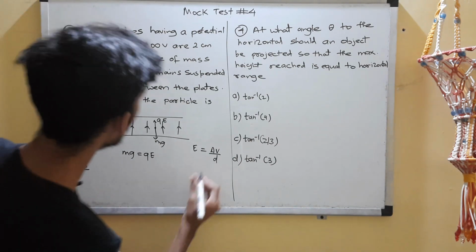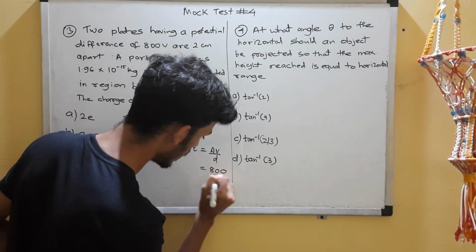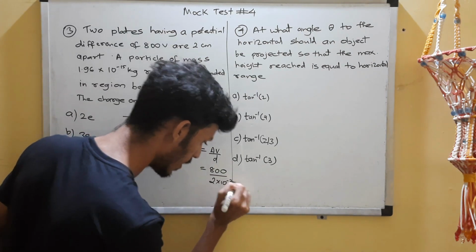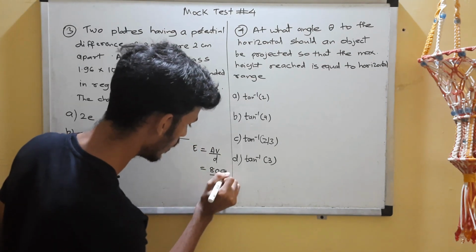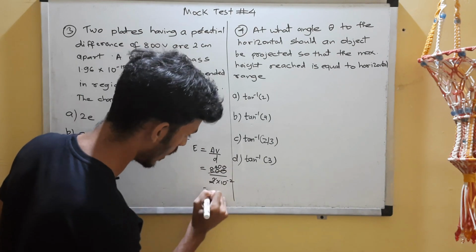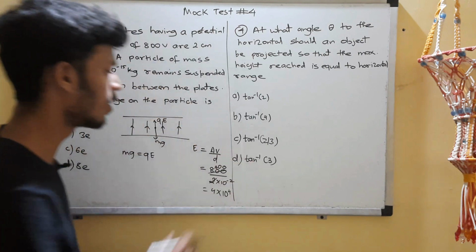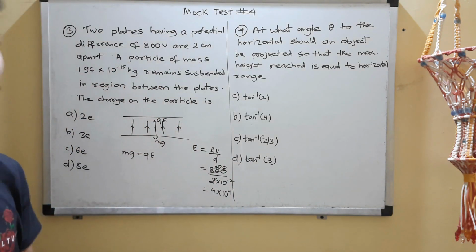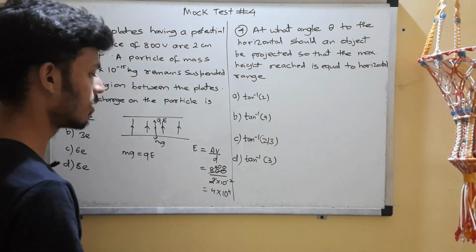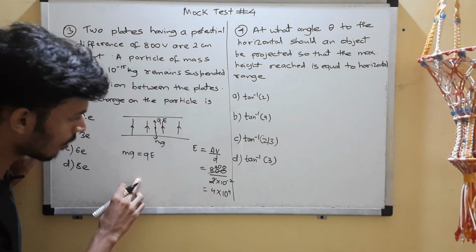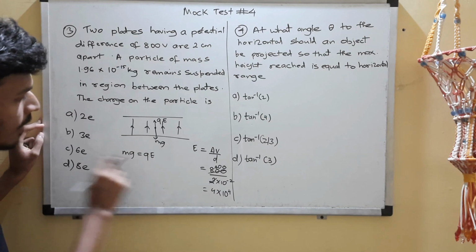Okay, so delta V, the potential difference, is 800, separated by a distance of 2 centimeters, so 2 into 10 to the power minus 2. So this will be 400, and we can actually write it as 4 into 10 to the power 4. This will go on top as 10 to the power 2, and this 10 to the power 2. So 4 into 10 to the power 4 Newton per Coulomb. Now coming back over here, let's substitute the values and find the value of Q.